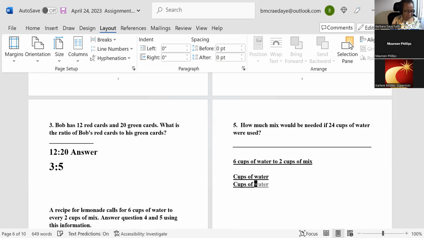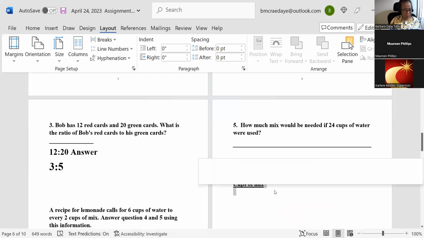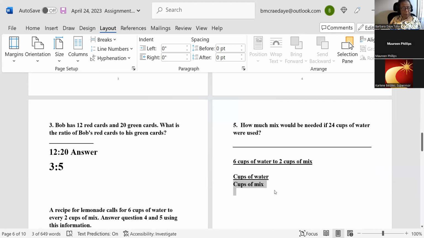All right. Now, let's substitute our numbers here. You don't need an underline there. There's 6 water, so this would be 6 over 2, because it says 6 cups of water for 2 cups of mix. So that's 6 over 2. There you go, 6 over 2.